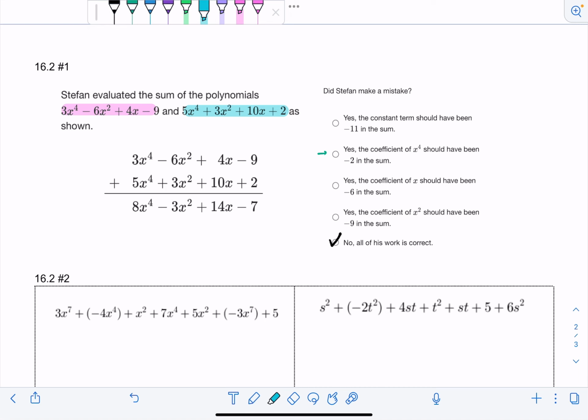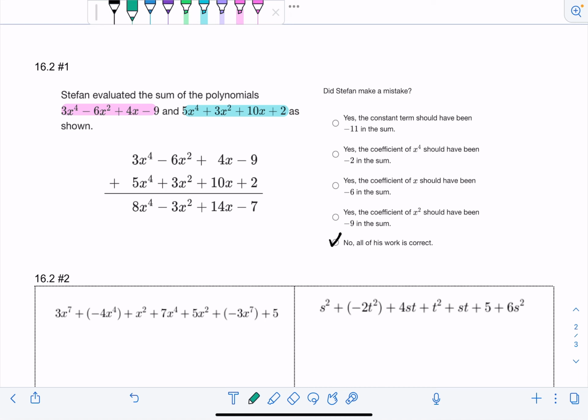Okay, so it's talking about this part of the problem right here. The only thing that I could think of that would make it the coefficient -2 is if I was actually supposed to subtract, but we're not, we're adding. So we just have to add 3 plus 5 to get 8. But that could be an easy mistake to make on a subtraction problem, like kind of doing it backwards.